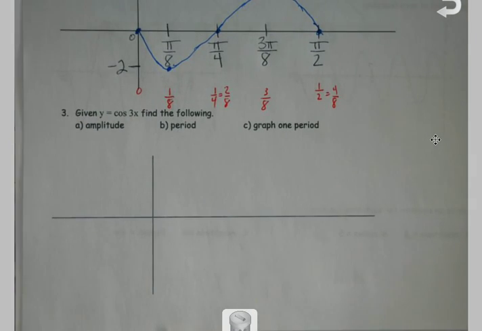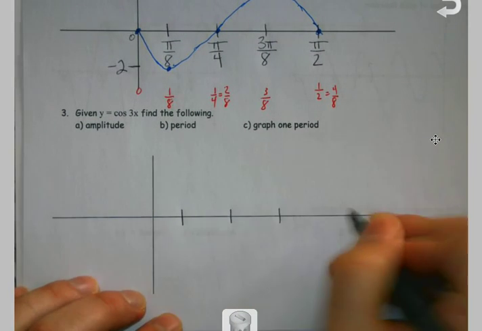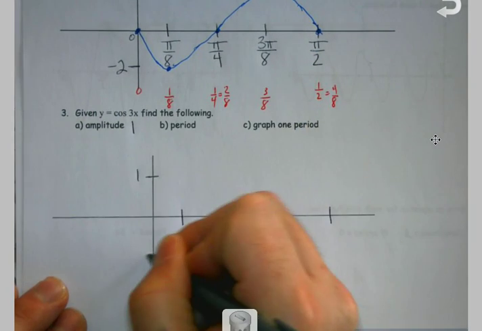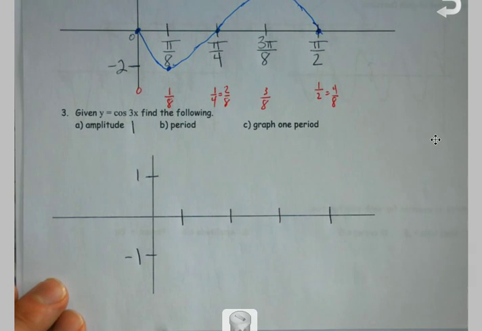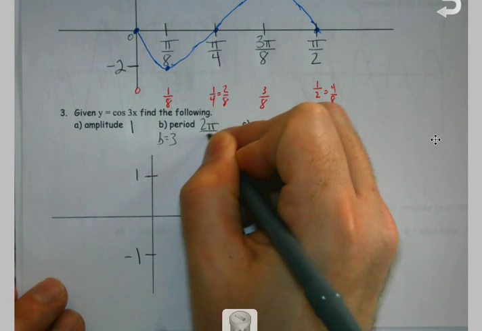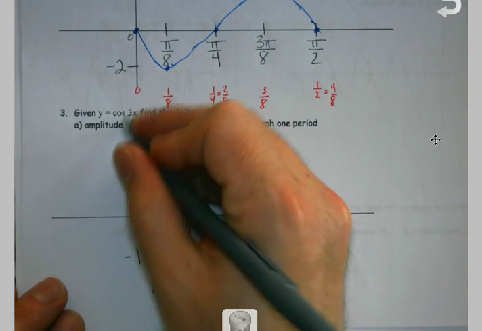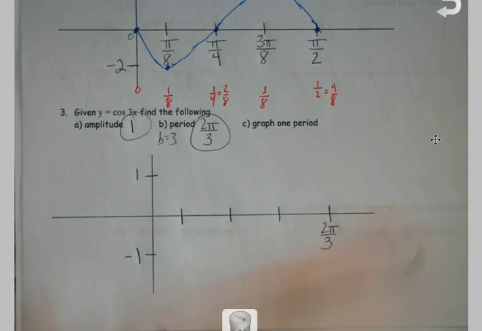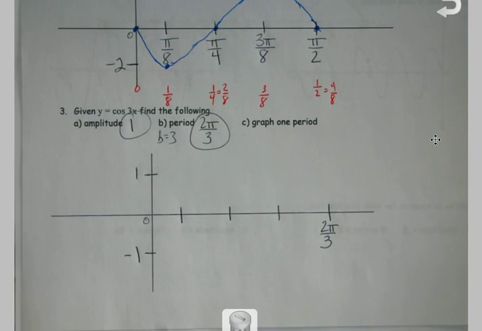All right, back to cosine. I'm just going to draw my lines in here. All right, what's my amplitude on number 3? 1. Okay, that's pretty straightforward. What's my b value? My b value is 3. So my period is 2 pi over 3, and that doesn't reduce anymore. So that's what goes on my last line. And again, we're back trying to figure out what goes in the middle.